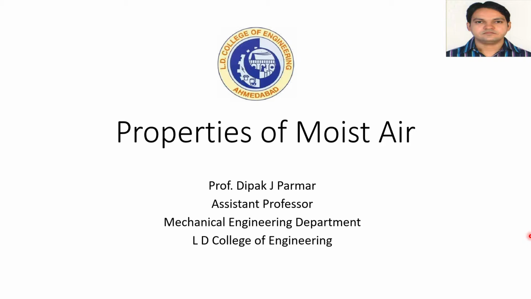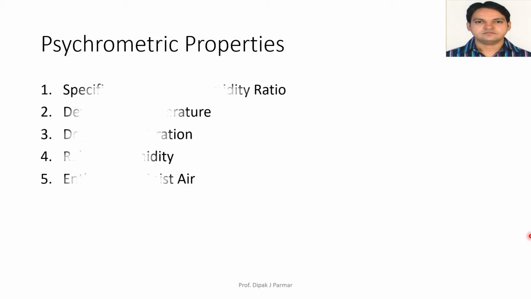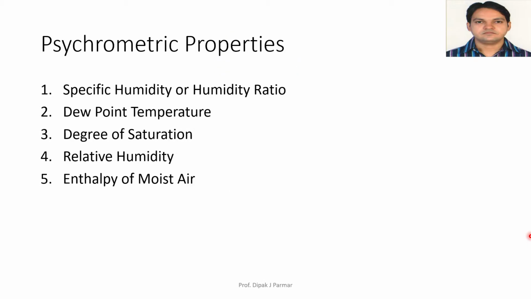Today we will discuss properties of moist air. As you know, properties of moist air are called psychrometric properties. In today's session we will discuss the following psychrometric properties: specific humidity, dew point temperature, degree of saturation, relative humidity, and enthalpy of moist air. We will discuss all the properties one by one.